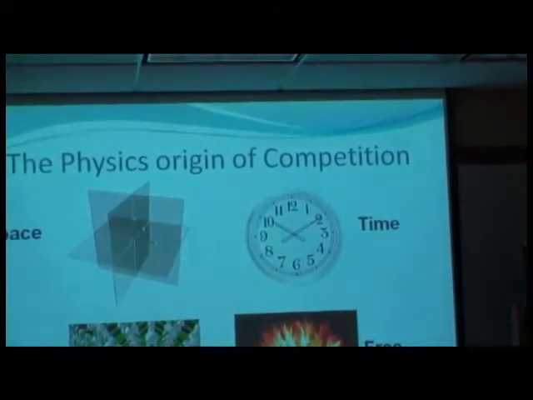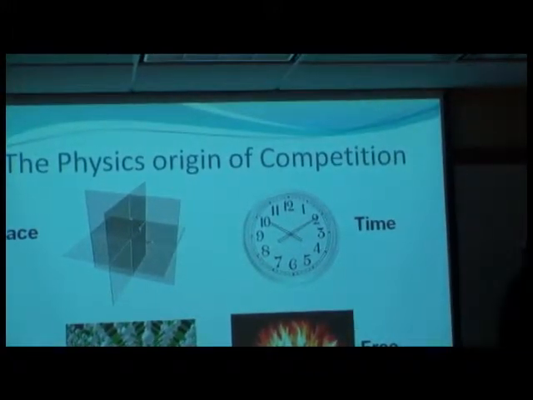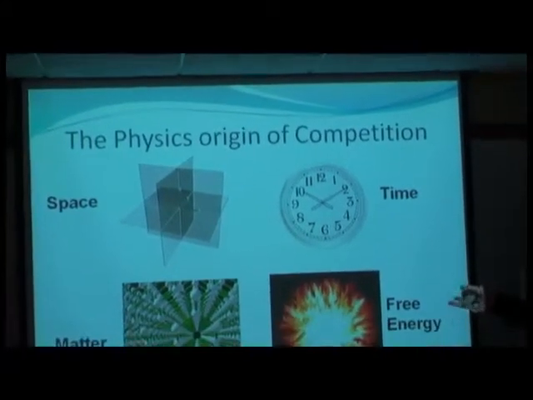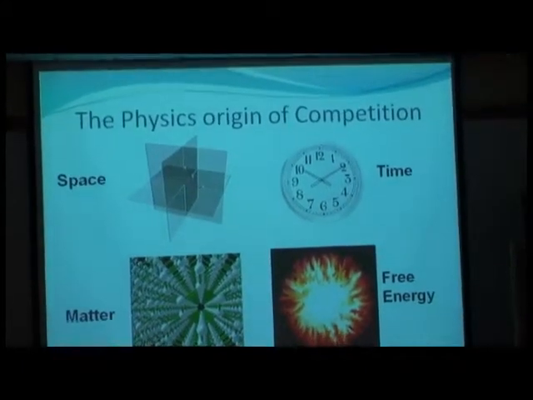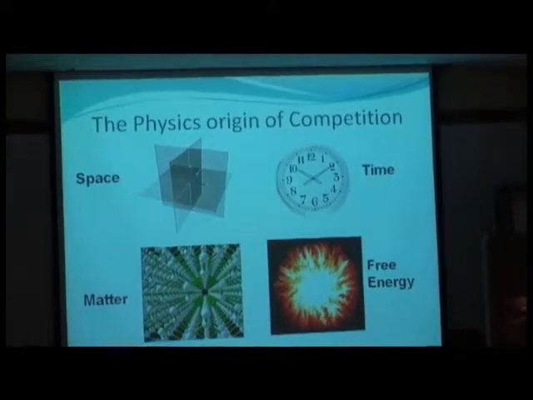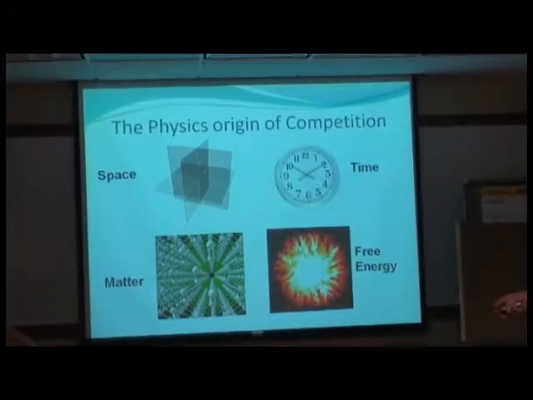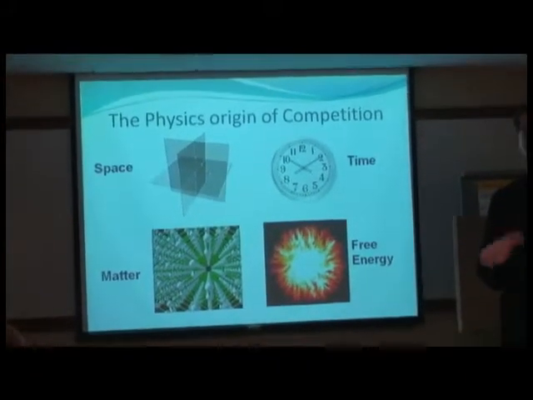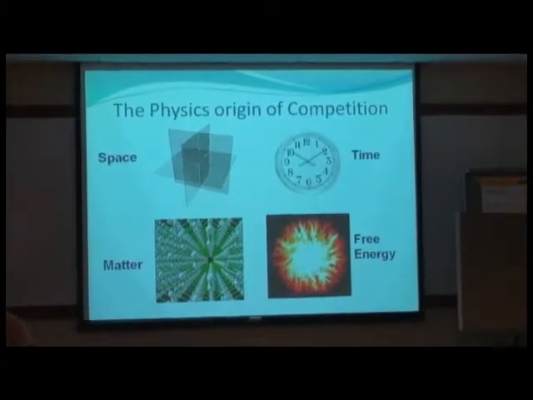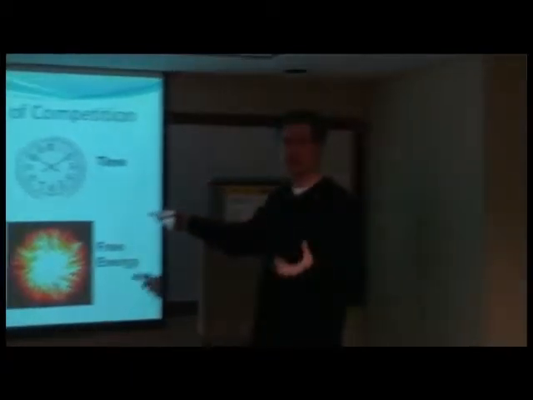What is the origin? Well, competition comes directly out of physics. There are four basic quantities: space, time, matter, and free energy. Free energy is energy in a form that can be used to do useful work, that can be divided up, but they're conserved. They can only be used for one thing at a time. And if you're using some free energy for one thing, that means I'm not using it for something else.